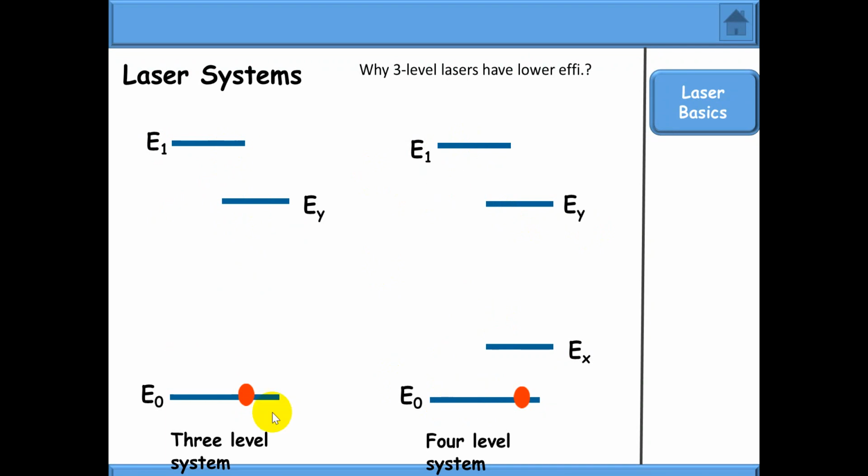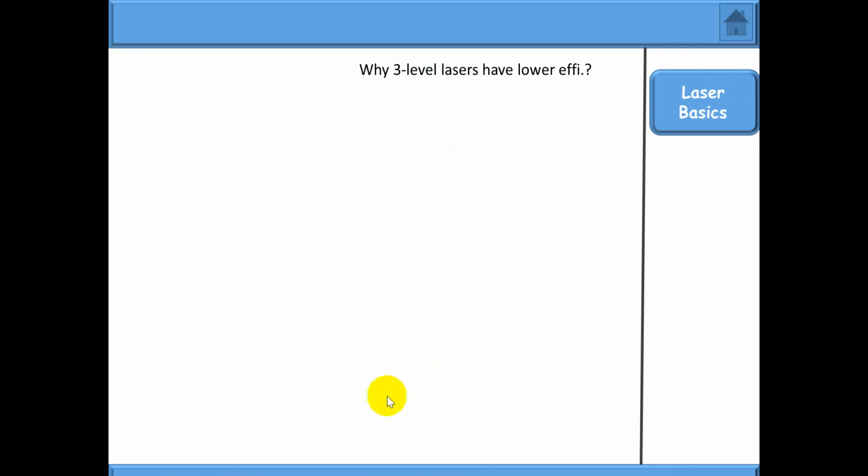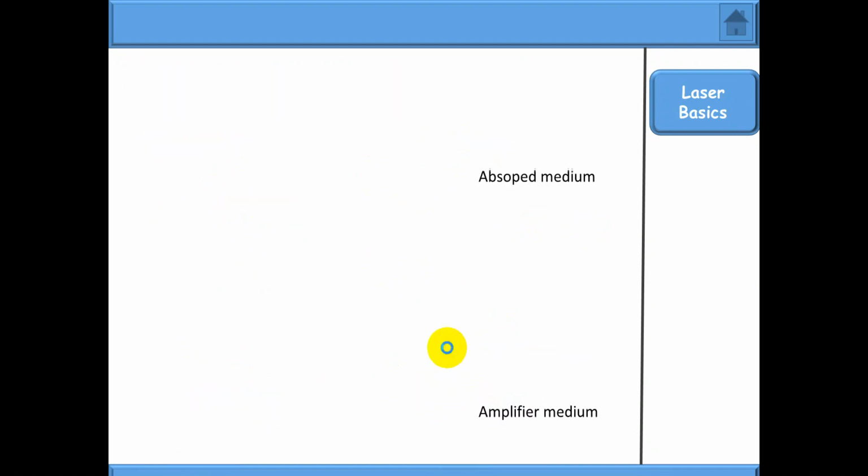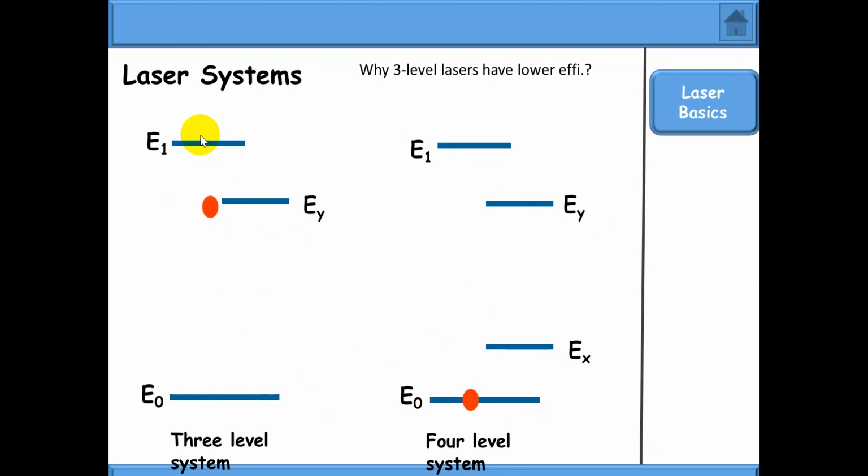So see again, this is pumping. This is pumping, very fast. So at this moment we can produce population inversion. In a 4-level laser, we use pumping, fast relaxation, and population inversion. We can have population inversion.